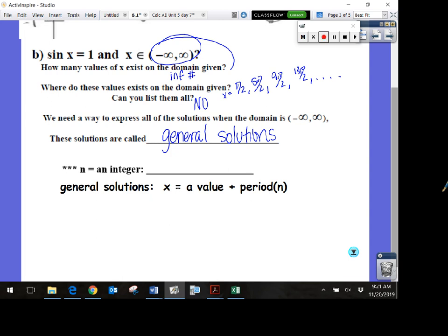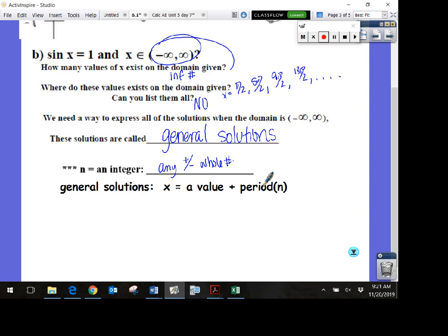Okay, so whatever the period is, you have to know how to find the period. 360 or 2 pi over b for sine, cosine, secant, cosecant. 180 or pi over b for tangent and cotangent when we get to those. Okay, times n. n is the number of rotations that you have. And n, we are defining as an integer, which is going to be any positive or negative whole number. That's what an integer is.